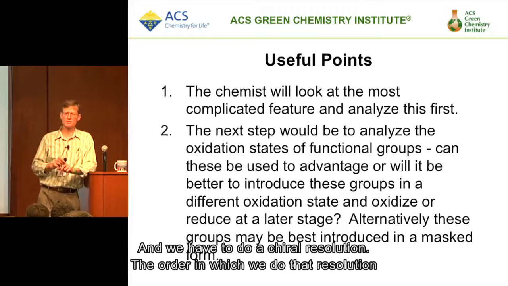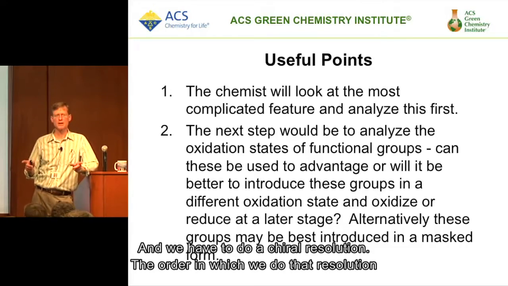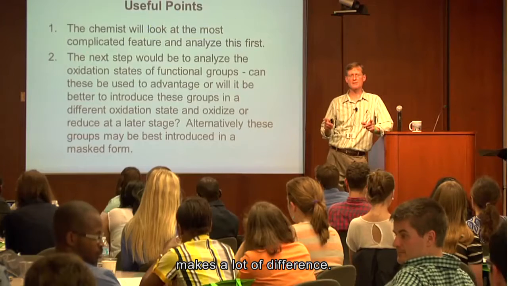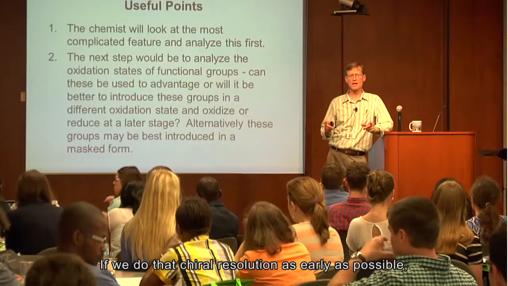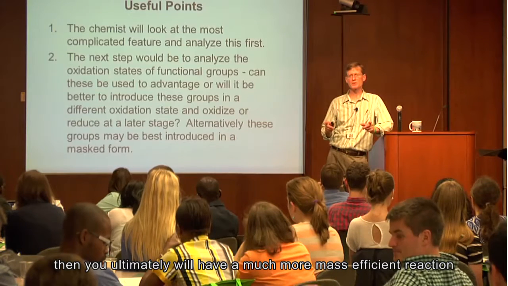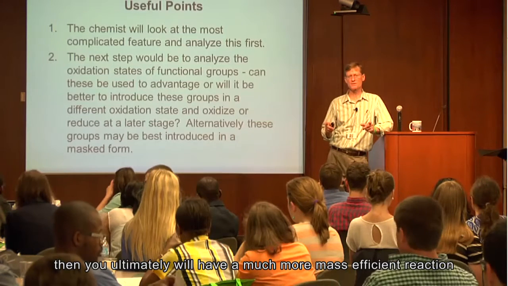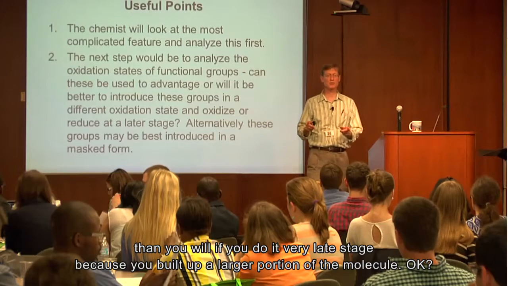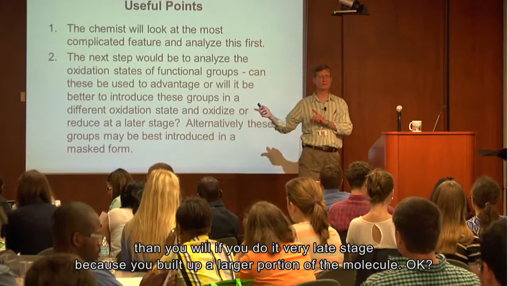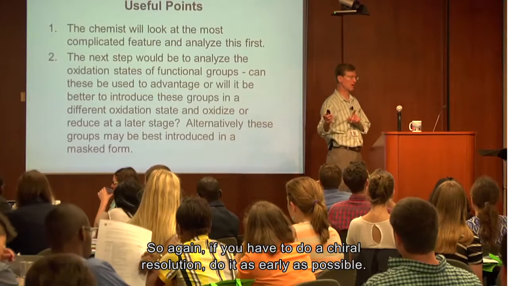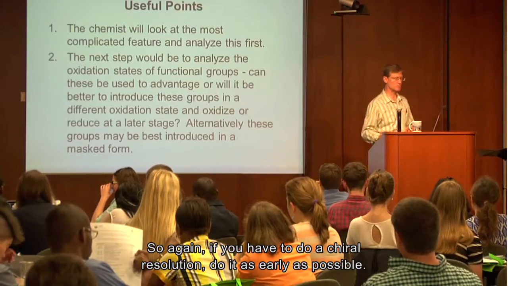where we choose, if we have to do a chiral synthesis and we have to do a chiral resolution, the order in which we do that resolution makes a lot of difference. If we do that chiral resolution as early as possible, then you ultimately will have a much more mass-efficient reaction than you will if you do it very late stage, because you build up a larger portion of the molecule. Okay? So again, if you have to do a chiral resolution, then do it as early as possible.